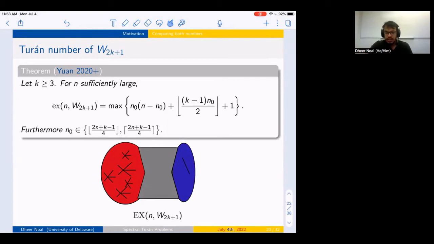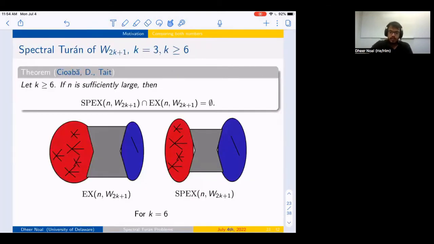So in particular, what the extremal graphs look like are, you have a complete bipartite graph. You have one edge in the smaller part, and in the larger part, you're embedding a k-1 regular graph where the components aren't too big, because if you have a large part, then you would end up embedding a wheel. So we want to avoid that. And what we ended up showing is, in this case, the spectral and edge Turán graphs are completely disjoint.